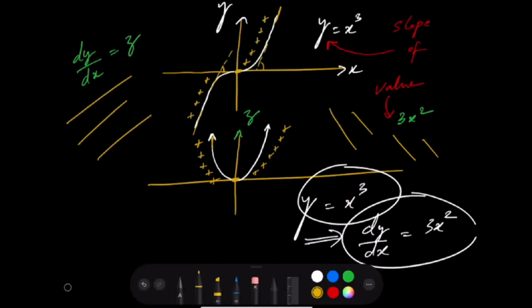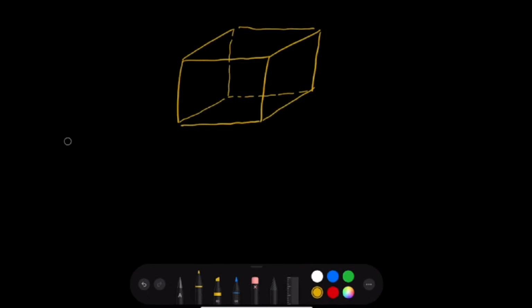Now the last derivation for 3x squared. Let me take a cube of side x. What is the meaning of a cube? A cube is a cuboid which has all three sides equal. Now let the volume be defined as y. What is the volume of the cube? Let the side of the cube be x. In x direction it is x, in y direction it is x, and in z direction it is x. So all three dimensions are x, x and x.